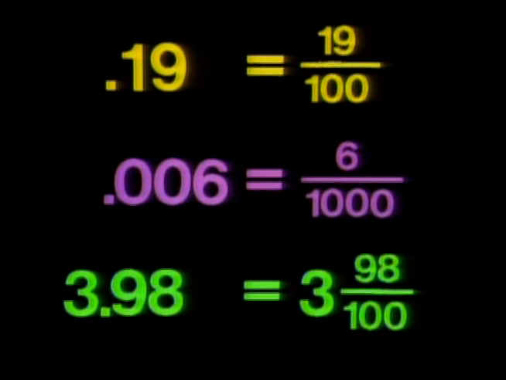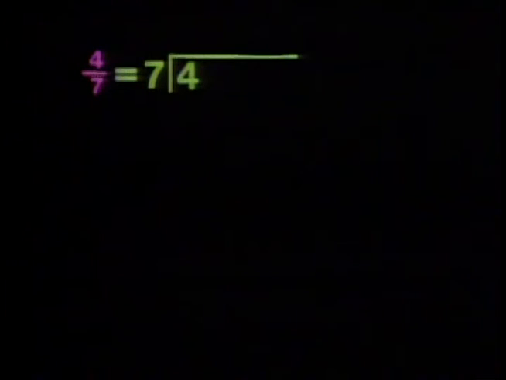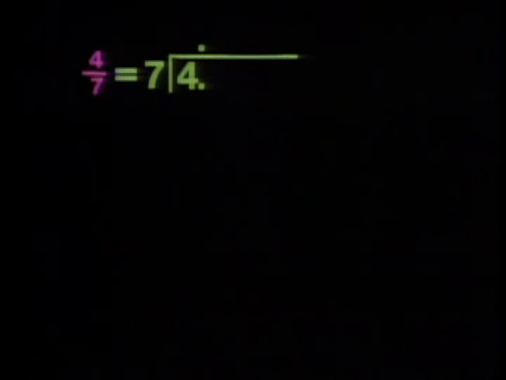Changing fractions to decimals is quite different. Let's take an example. Here's the fraction 4/7. We can think of this as an order to divide. So let's write it as a division problem. 4 divided by 7. Put a decimal point after the 4, and put a second one directly over the first in the answer.